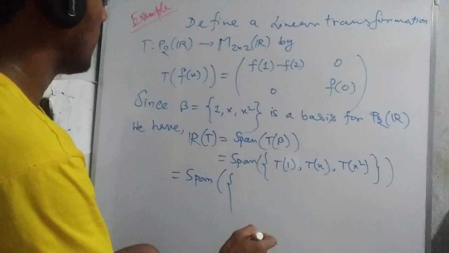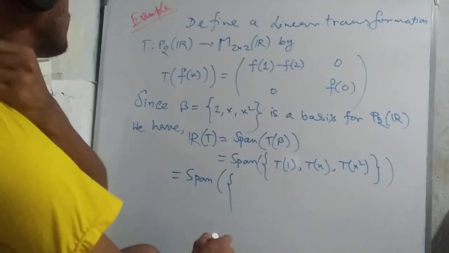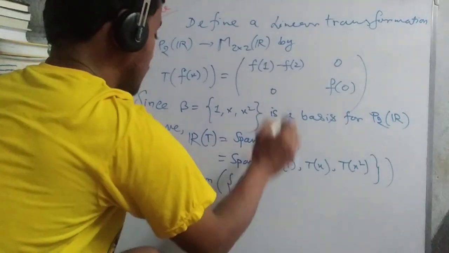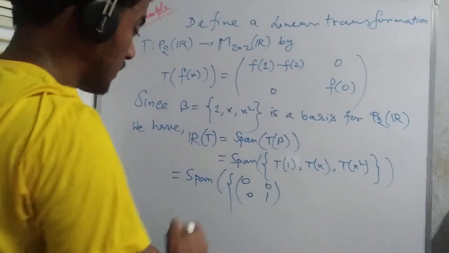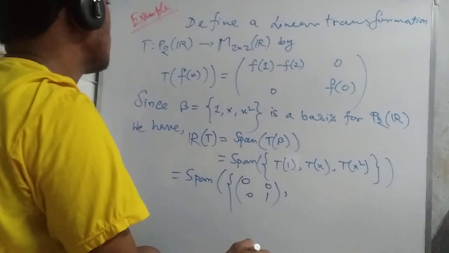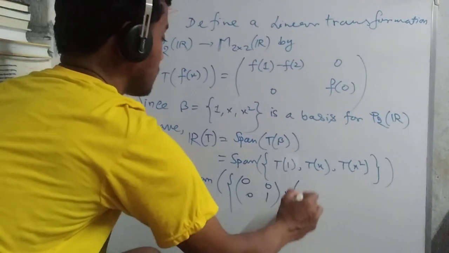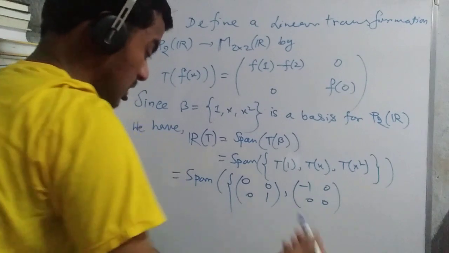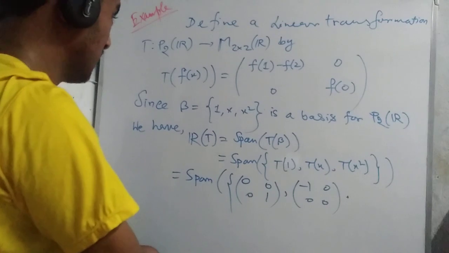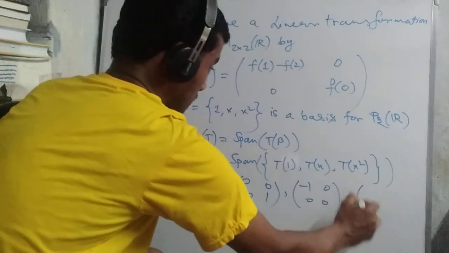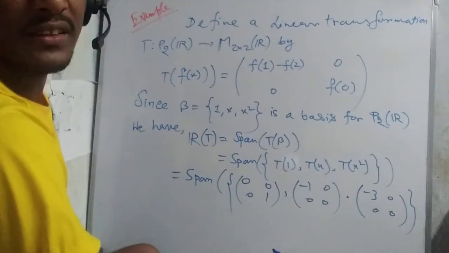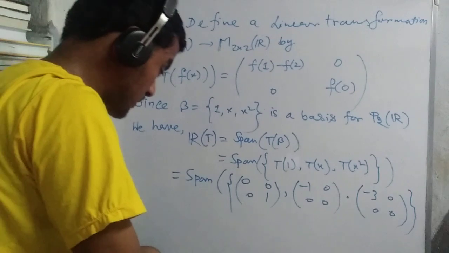Here T(1) represents f(x) equal to 1, that means f(1) - f(2) = 0, with the other entries 0, 0, 0. Understood? And in this way, T(x): f(x) equal to x, that means f(1) - f(2) = 1 - 2 = -1, 0, 0, 0, understood? And for x², f(1) equal to 1 and f(2) equal to 4, giving -3, 0, 0, 0. Okay, then what happened? This one is the span of this.